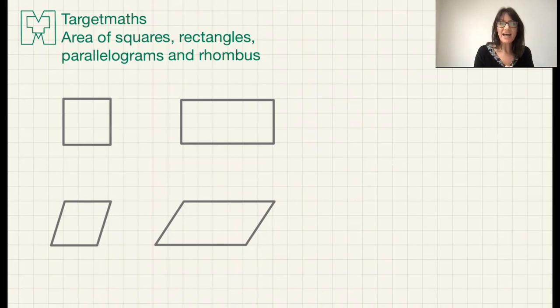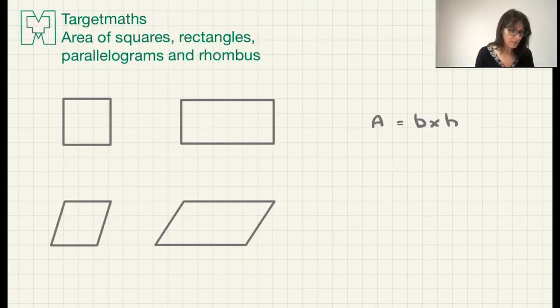So we've got a square, a rectangle, a rhombus, and a parallelogram. The reason that these are all in the same video is because they actually all have the exact same formula. To find the area of these shapes, you would be doing base times height. For every single shape, it's base times height.